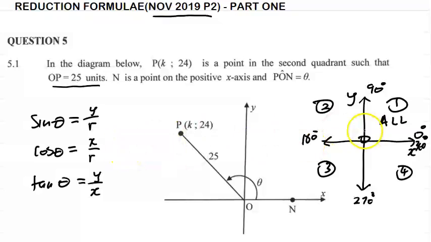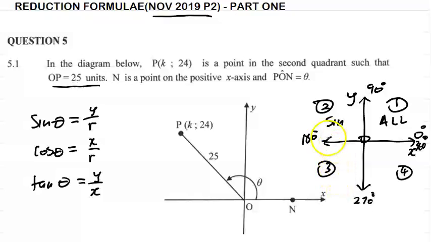Now you can actually work out where all of your ratios will be positive or negative by substitution. In the second quadrant, x is negative and y is positive, and remember r is always positive. Thereby, we say sine is the only ratio that's going to be positive in the second quadrant.